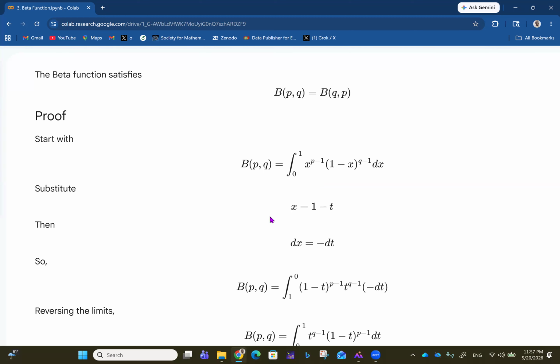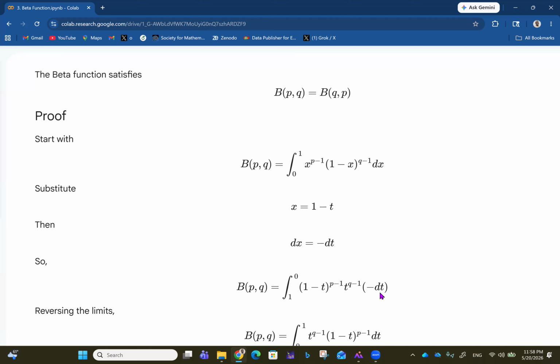Now we substitute 1 minus t for x, so x becomes 1 minus t. Then 1 minus x will just become t. So x is now 1 minus t, raised to p minus 1, and 1 minus x is t raised to q minus 1. And then dx by dt is minus 1, which means dx is minus dt.